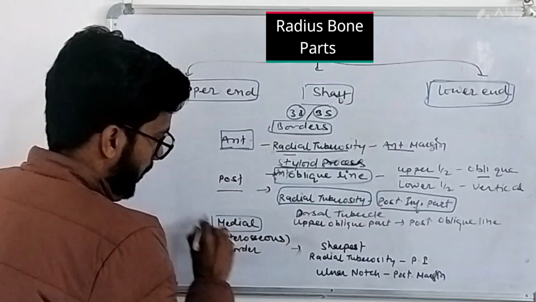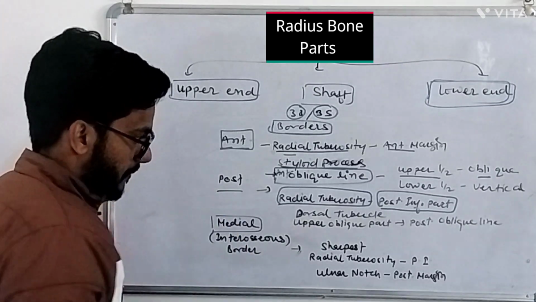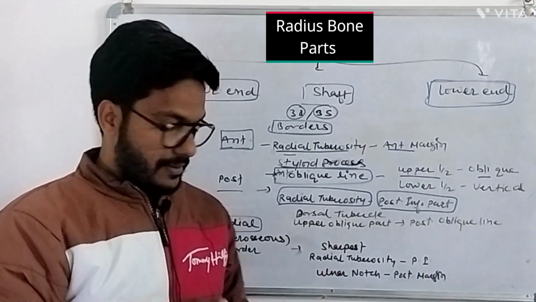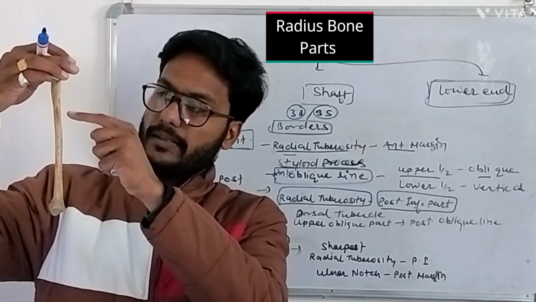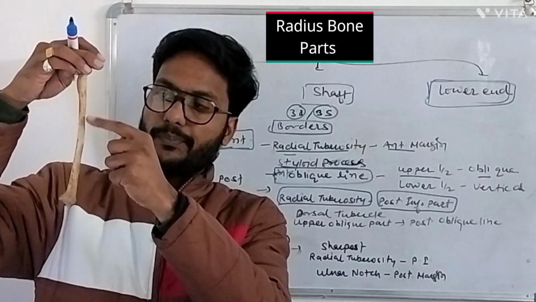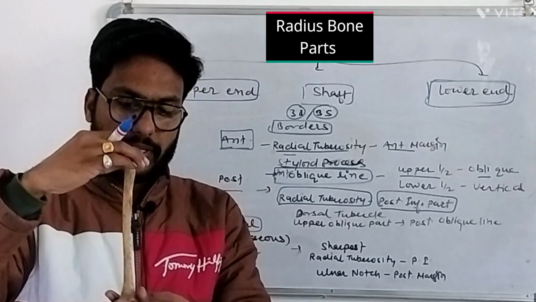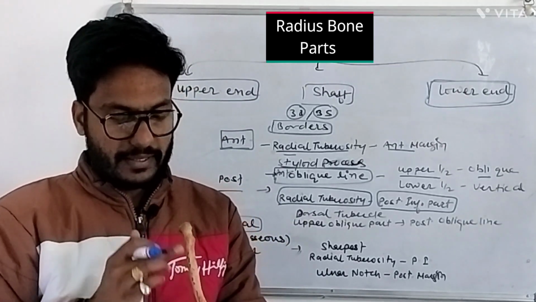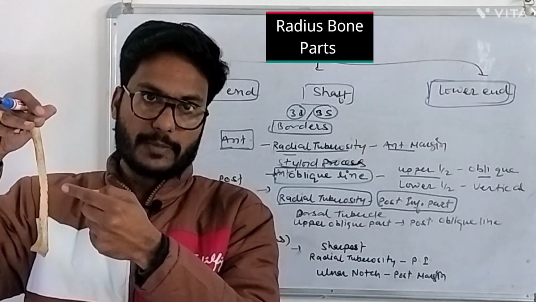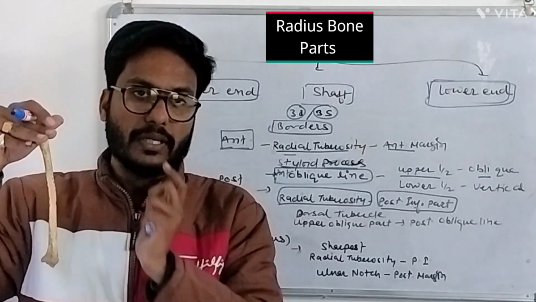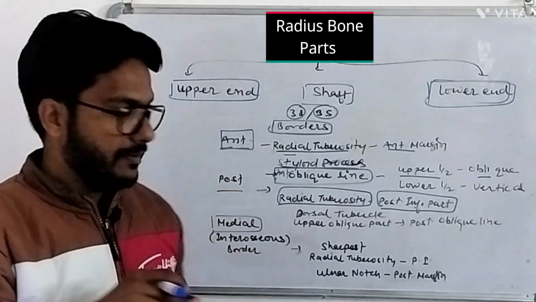Again third is the, and yes, this oblique line again called the posterior oblique line. If it is situated anterior border or anteriorly, that is called the anterior oblique line, and if it's situated on the posterior aspect or on the posterior border, that is called the posterior oblique line.